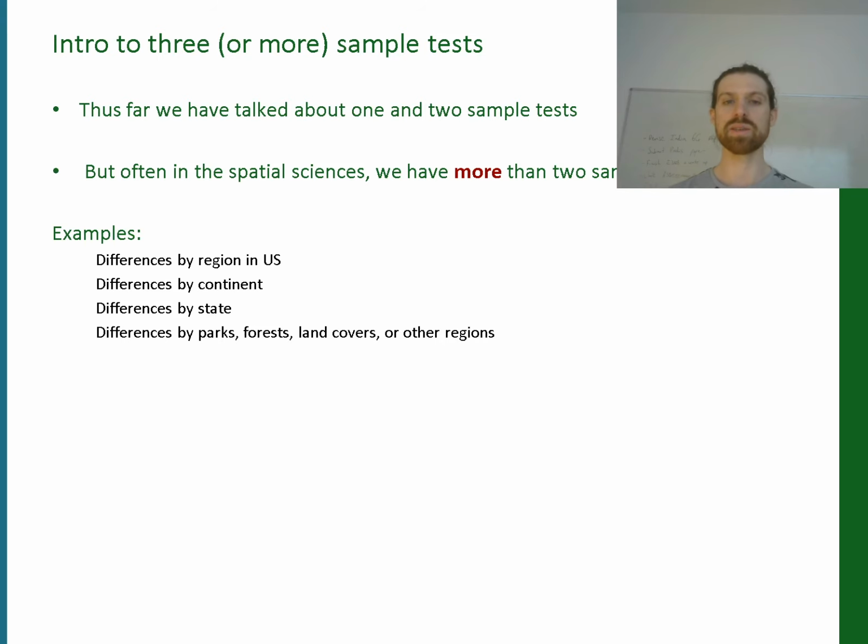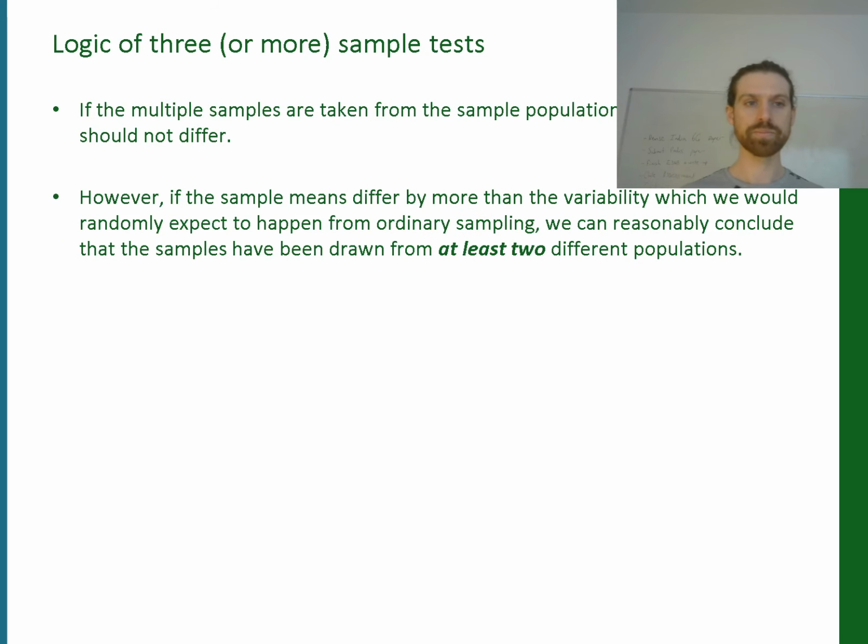from, and then you wanted to test them, this would be the appropriate test for you to use. So you could look at differences by region with this test across the US, by continent, by state, or as I just mentioned in the example, by parks or forests, land cover areas, or other regions. So it's reasonably good if you've got spatial data, because there might be things going on which mean that different places are not the same as other places, and you need a way to try and formalize and capture that.